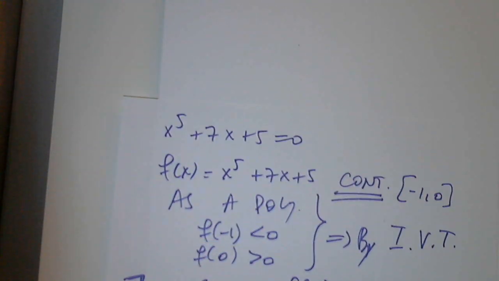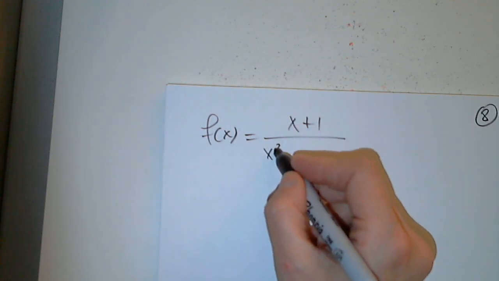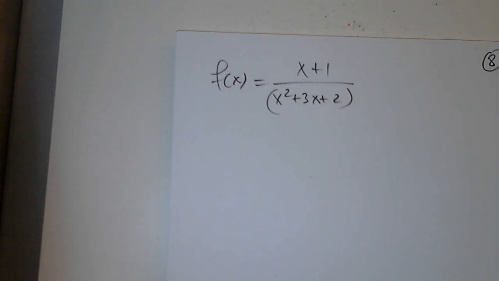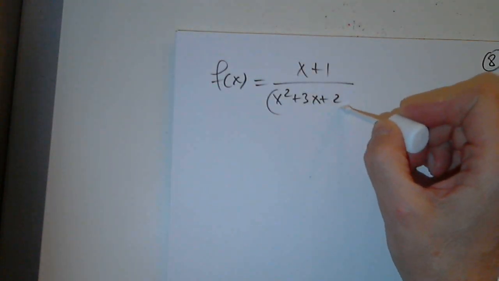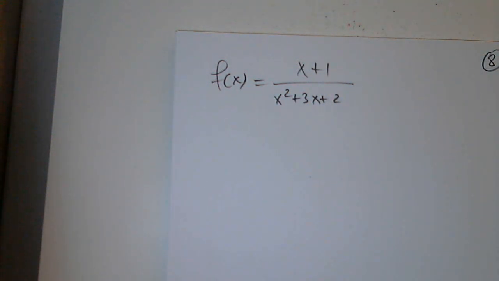I lost track of my pages here. Okay, so we have f of x, which is x plus 1 over x squared plus 3x plus 2. I don't need parentheses around the denominator, by the way. It's not a mistake, but I don't need them. In my mind, I was already factoring the denominator this way. Okay. Good. So what type of function is this?